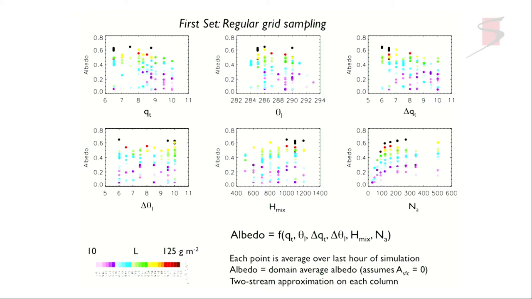Well, if we throw all the points, and now we're looking at albedo, this is the scene albedo, but I'm ignoring the surface albedo, so surface albedo is zero. Each point over here is the average over the last hour of a six-hour simulation. And here we have vapor, theta L, the jumps in vapor and theta L, the depth of the mixed layer, and the aerosol concentration. And it's pretty clear when you look at those points that there isn't much of a pattern in any of these. It suggests that everything matters. Now, we've colored the points over here by liquid water path, and then you start to see things separating out a little bit by the liquid water path itself.